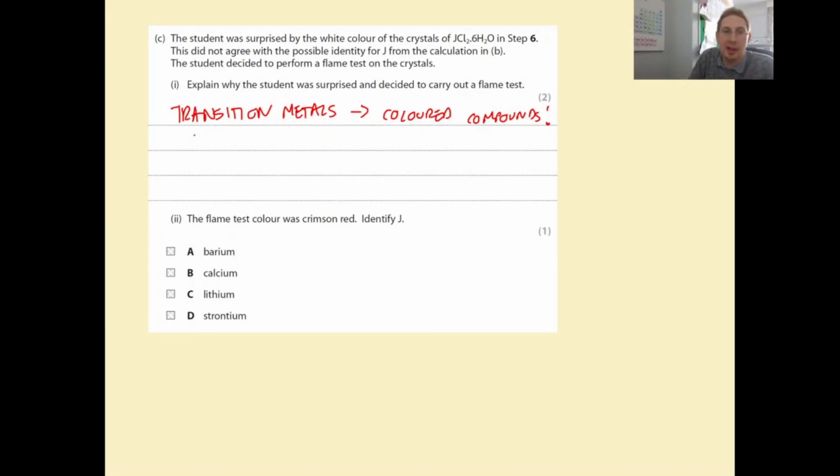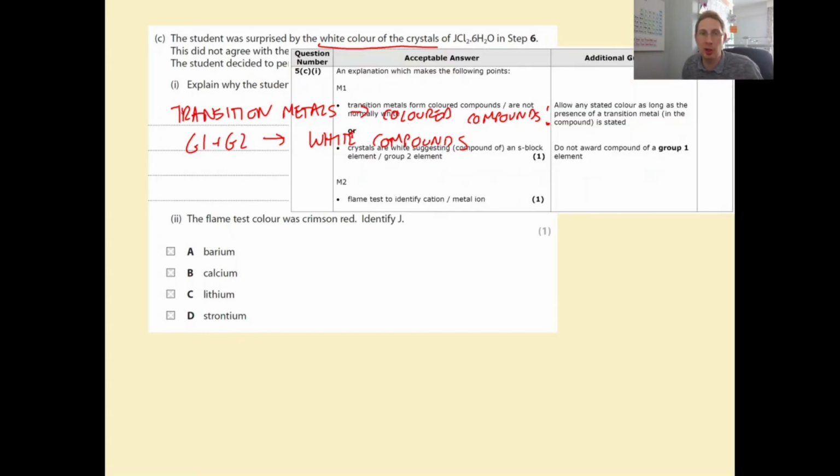It's the group 1 and 2 metals, the so-called S-block metals, that form white compounds. So the white crystals would be more likely to suggest that it was a group 1 or group 2 rather than a transition metal. So what does it want? It wants, for the first mark, crystals are white, suggesting an S block or group 2 element. And the second mark, the flame test, would be used to identify what the cation or the metal ion actually was, and I didn't put that in there.